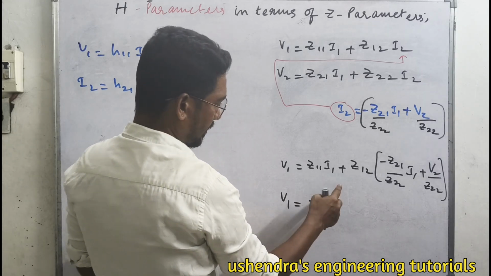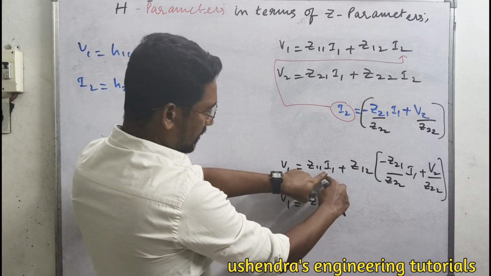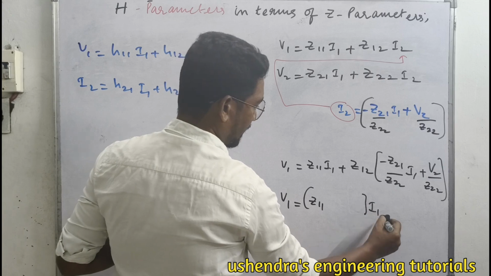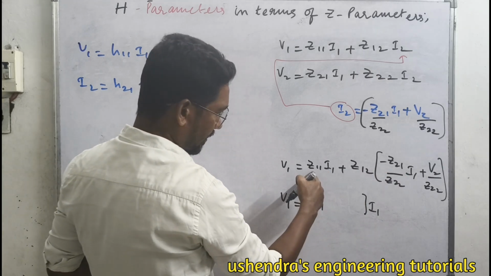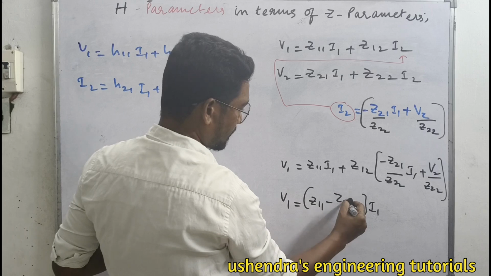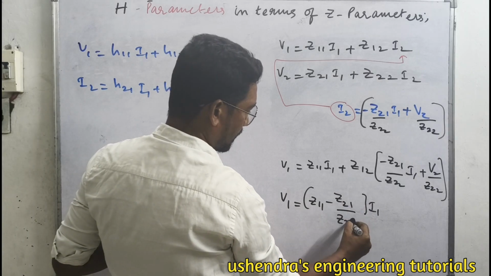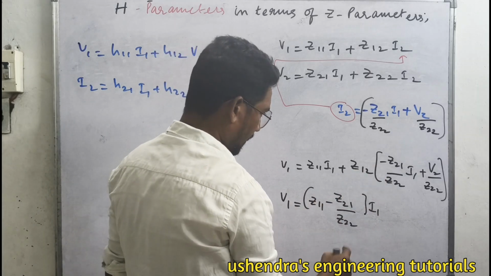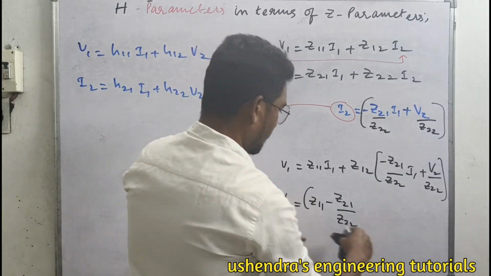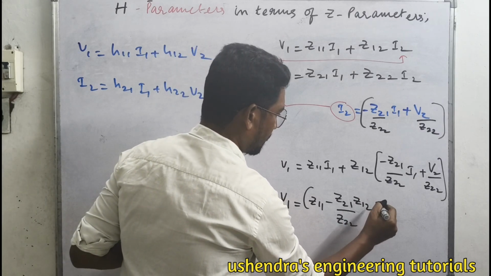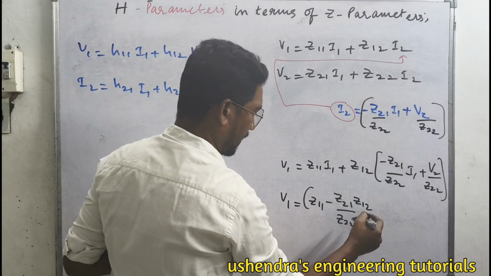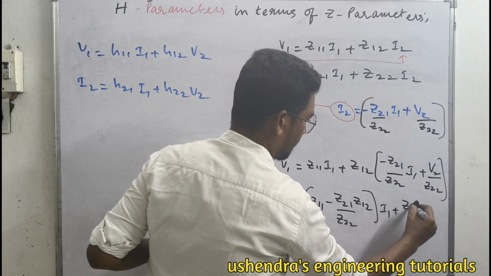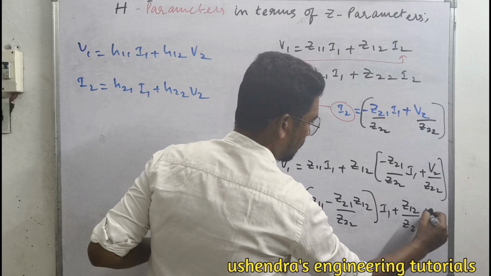z11. We have i1 over here in this term and also in this term. So taking out i1 as common from this one and this one, we're going to have z11 minus z12 z21 on z22, all right, and this is multiplied with i1, plus z12 on z22 v2.